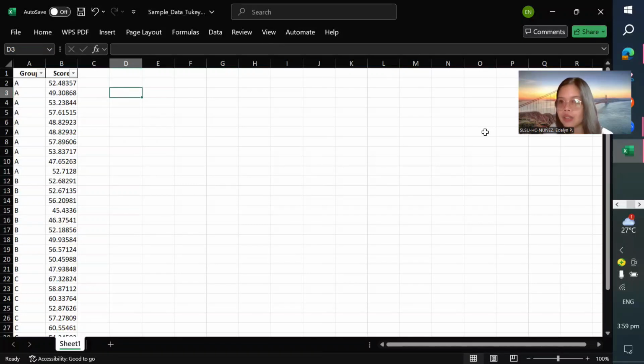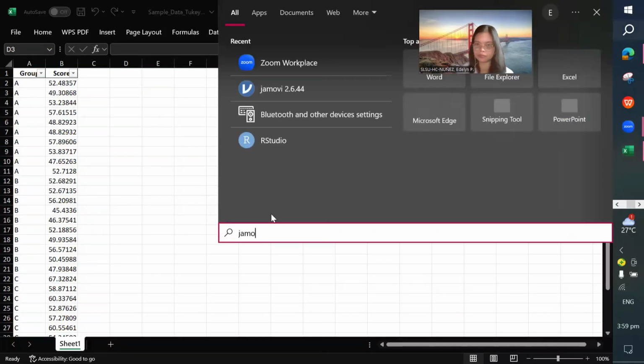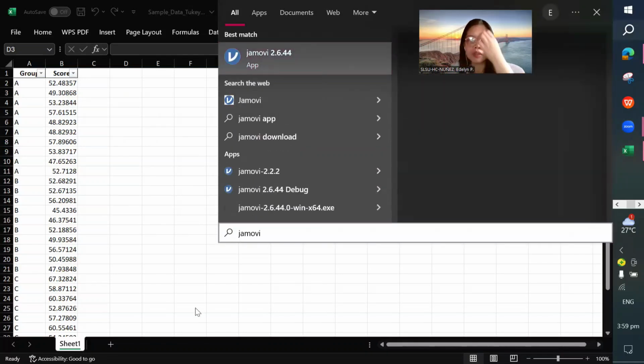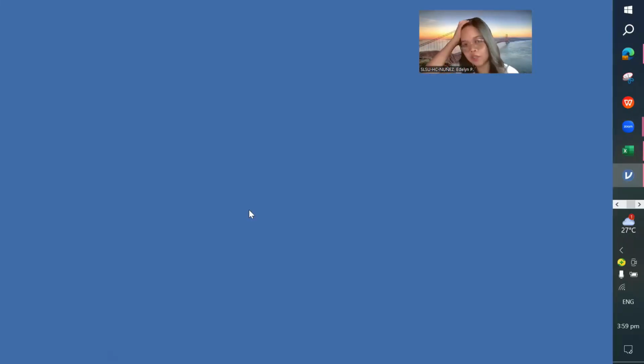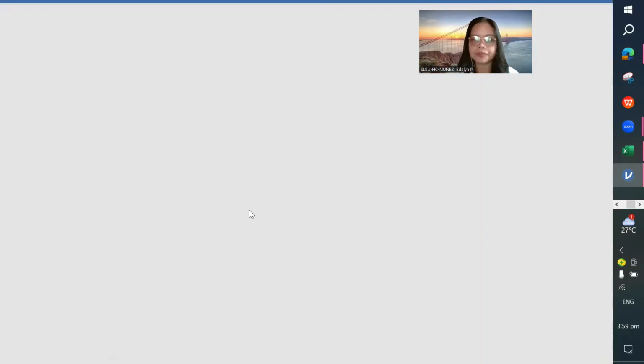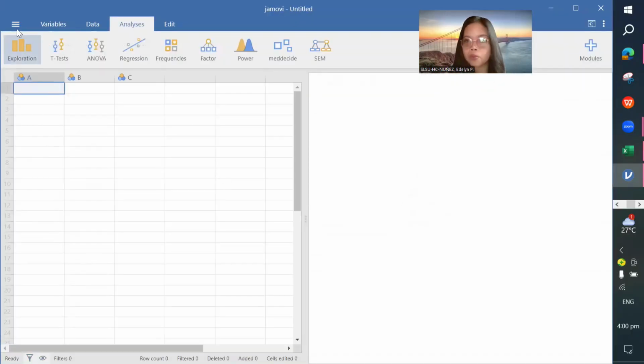All right. Now we will open our Jamovi application. The version I am using for Jamovi is version 2.6.44. All right, so this is the Jamovi application. Here, this is a very easy statistical software to navigate. So as you can see, there is an empty space here. There is no data yet.